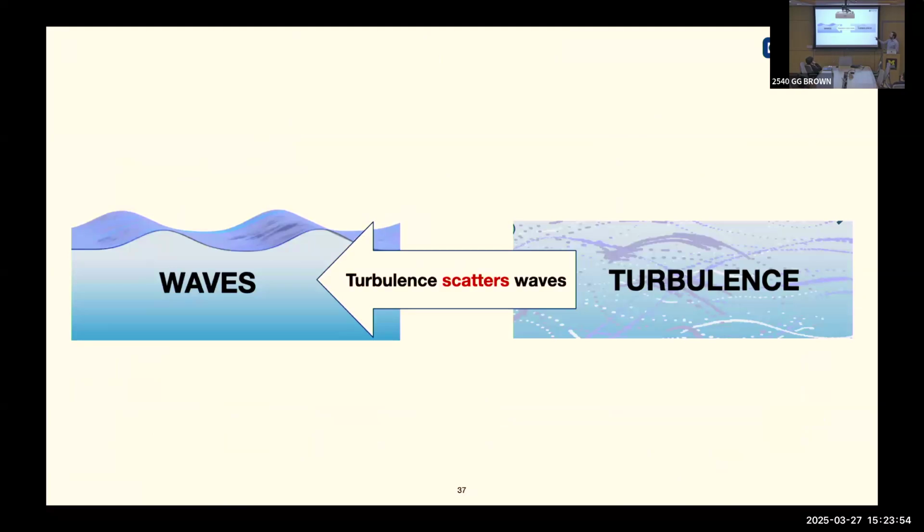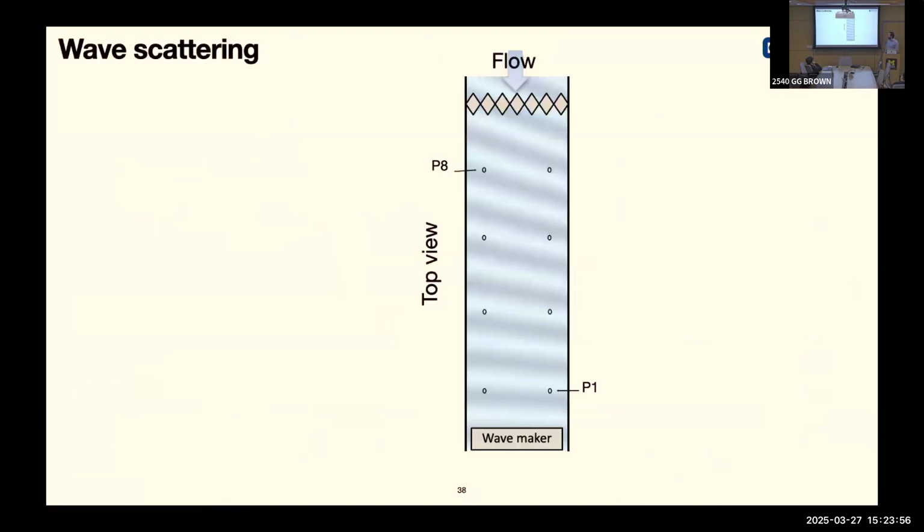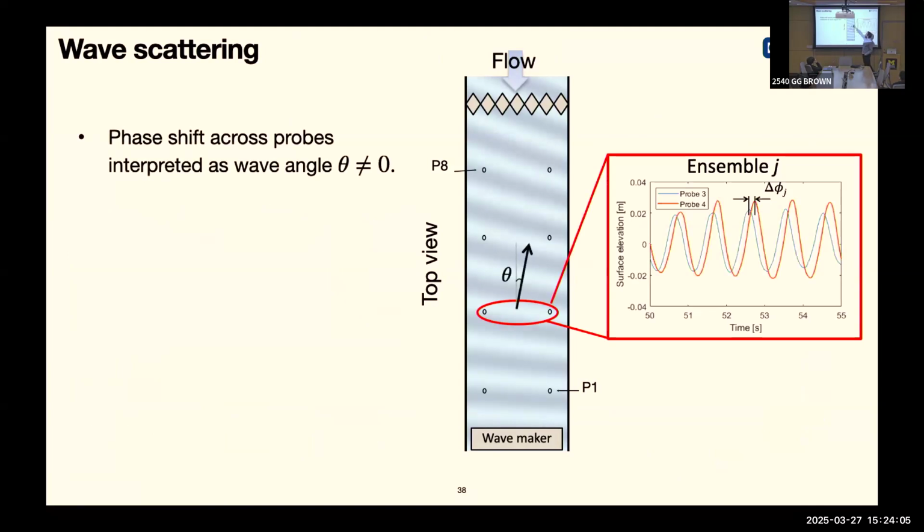Now the question is, what does turbulence do back to the waves? To do this is the same experiment. We're just now looking at it from above. The flow comes this way. The wave maker's here, it pushes waves up, and turbulence propagates this way. These are wave probes. And what we're going to look at is the phase shift across them. So what that means is, what is the difference between this wave probe and this wave probe, for instance, Model 2?